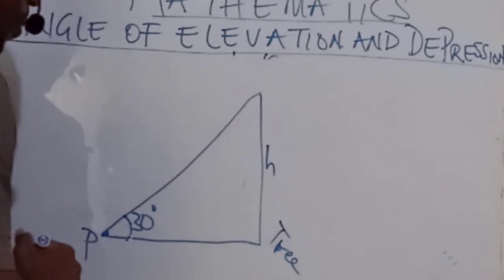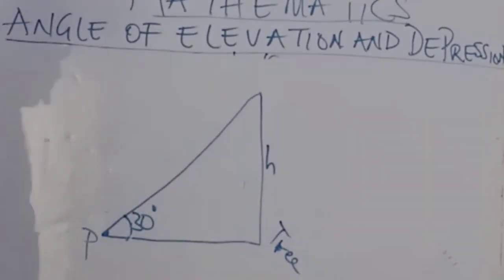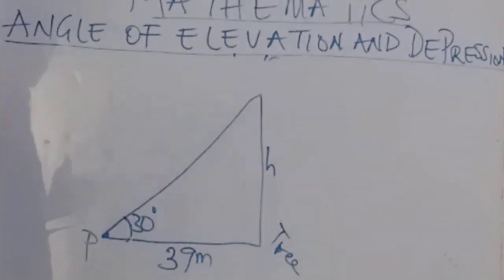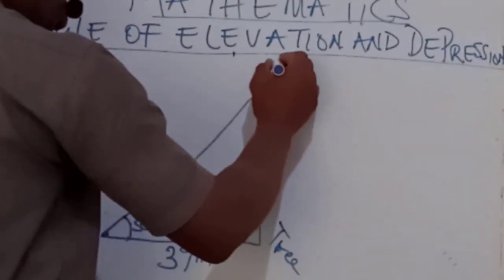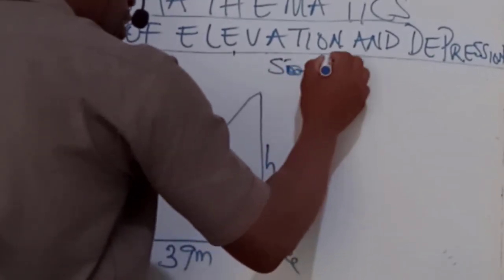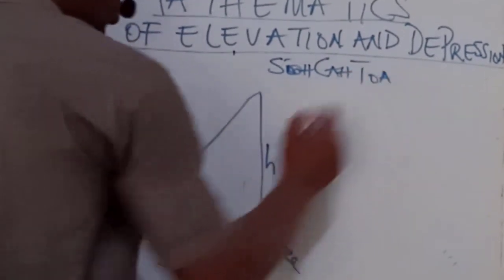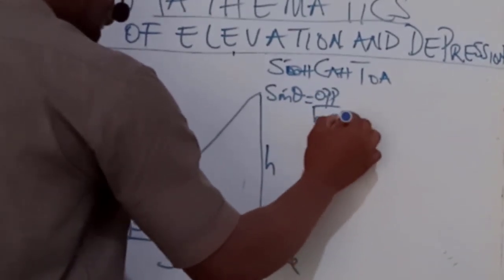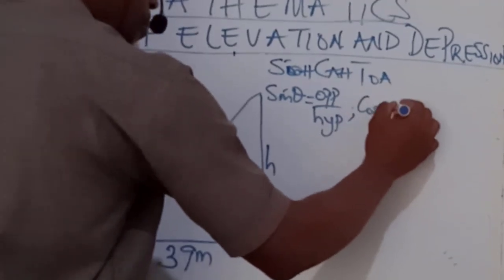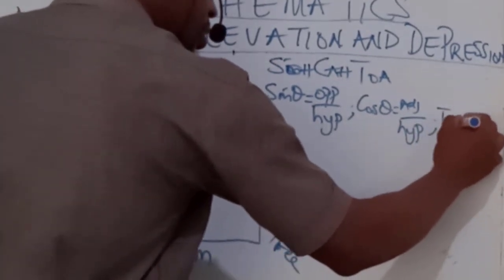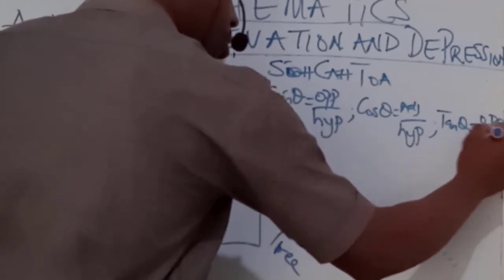Okay. Now, for me to find the height of the tree, remember that in the question we also told that the tree is 39 meters away, so I'm going to have 39 meters. I'm sure in your previous classes, you were taught about SOHCAHTOA, where you have that sine theta is opposite over hypotenuse, and you have that cos theta is adjacent over hypotenuse, and you have tan theta opposite over adjacent.